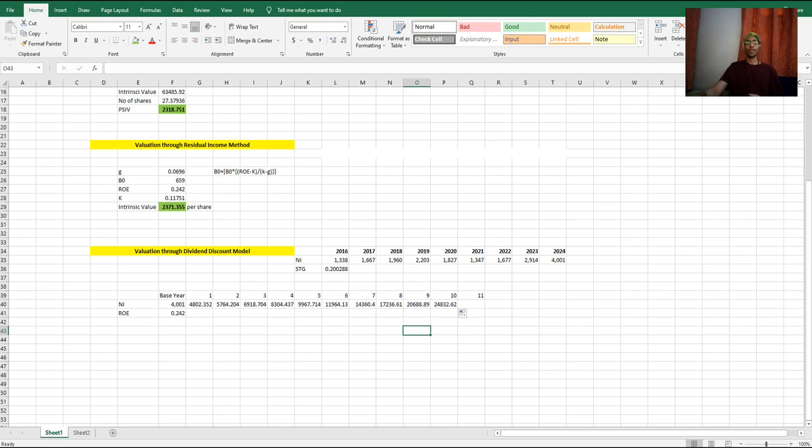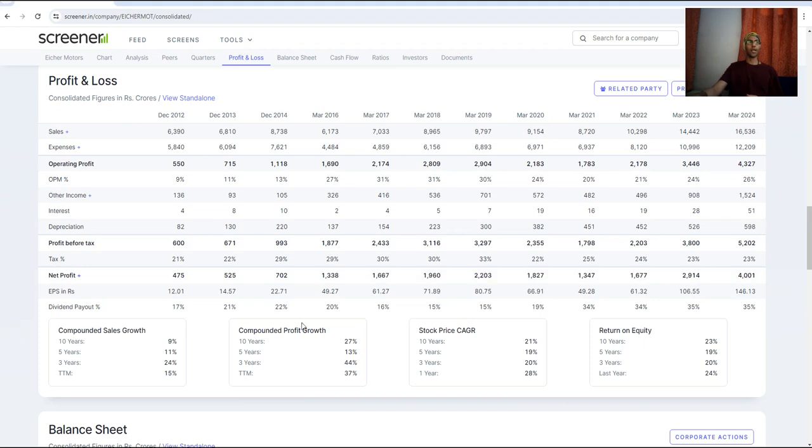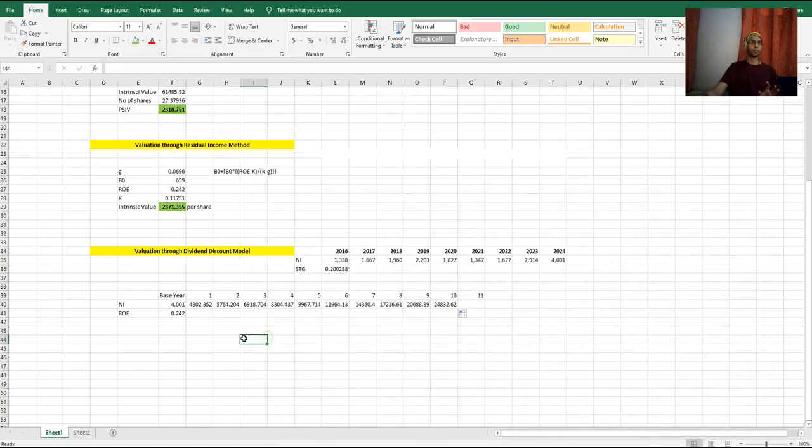Let me cross check once again. So if you check the numbers here, you see in the last 12 years, the numbers initially were 17%, 20%, 21%, like that. But in the last 4 years, it is 34, 35, 34%, 34%, 35%. So I'll be conservative and take this number only as the payout ratio for the next 10 years. Okay. So the payout ratio is 0.35.